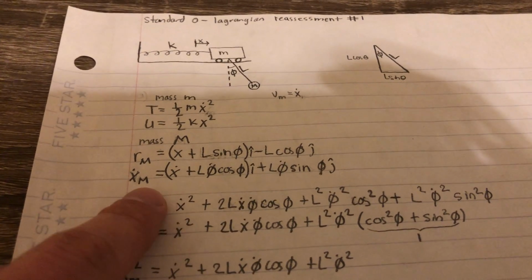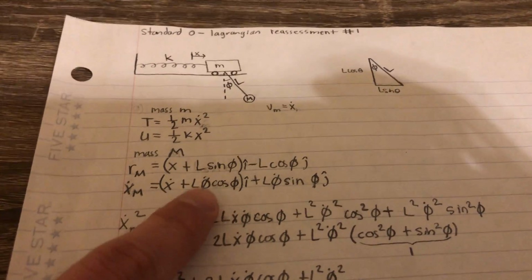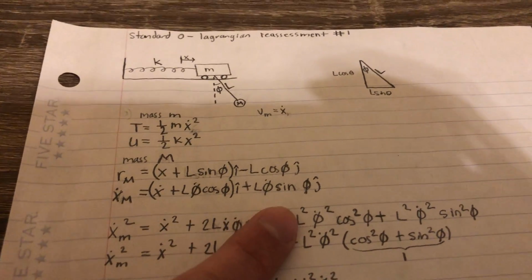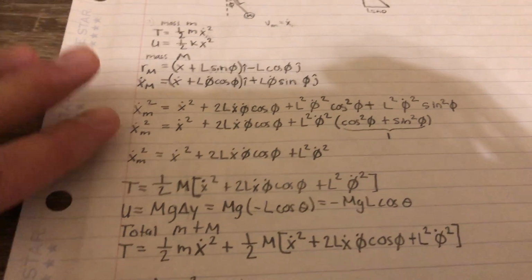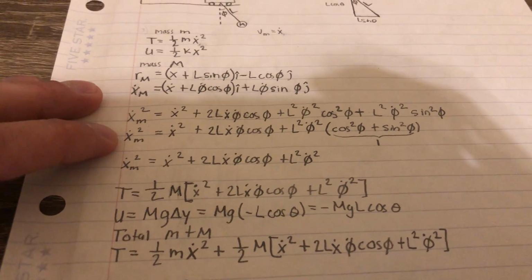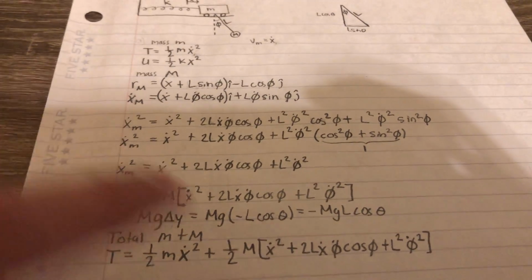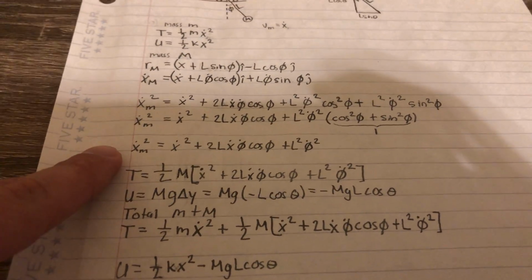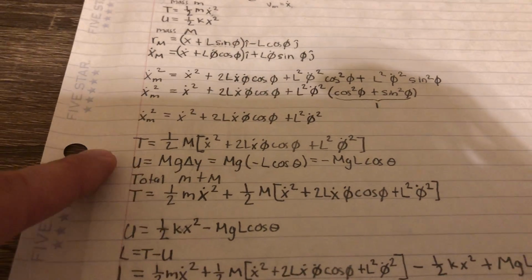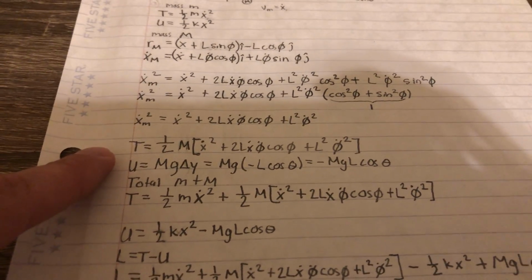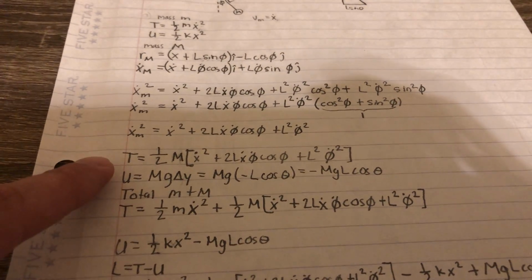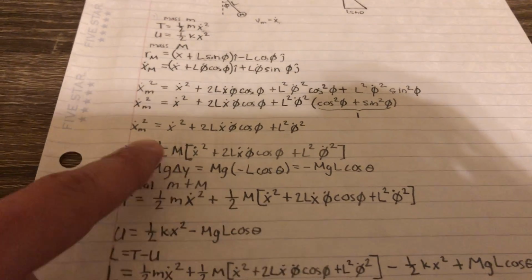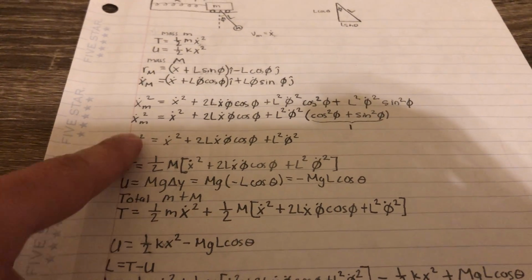So then I have to take the derivative of that, and I get x dot plus L phi dot cosine phi in the x direction plus L phi dot sine phi in the y direction. Then I have to square that, and after I square it, I end up getting a cosine squared plus sine squared that I can factor out, and then I get this. This is for the second mass. And then I know that the total kinetic energy of the system of the big mass is 1/2 M x dot squared.